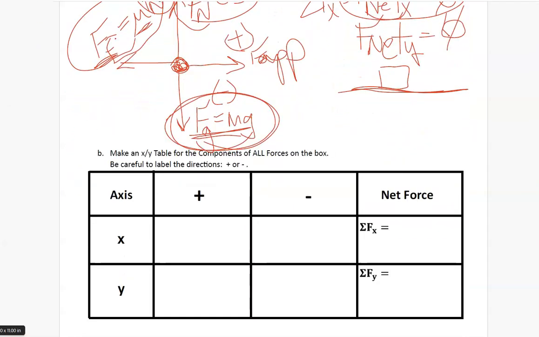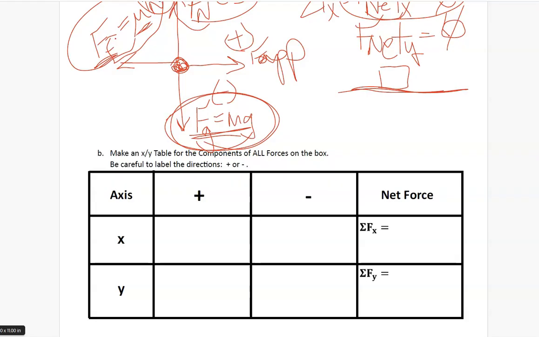Well, part B asks us to make an XY table for the components of all forces on the box. Be careful to label the directions positive or negative. All right, so we have a number of boxes in this grid, and we'll look at the main 4 empty boxes here. 2 of these boxes are in the horizontal direction, and 2 of these boxes are in the vertical direction.